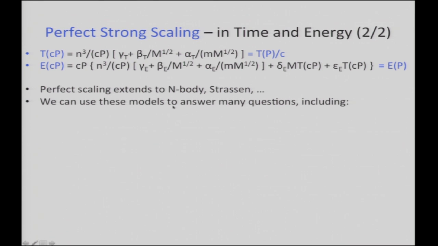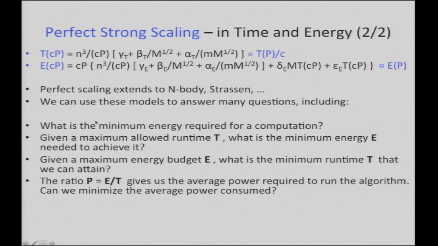So you could say, what's the minimum energy required for a computation? How many processors, how much memory do I use to multiply matrices if my goal is to minimize the energy? What subset of the machine should I use? If I have a time limit, I have to solve my problem within a certain amount of time, what's the minimum energy I need to achieve it? So this is going to be: minimize this subject to that being less than or equal to some upper limit. I can also ask, if I have a maximum energy budget, what's the fastest I can run it? That's a similar optimization problem.